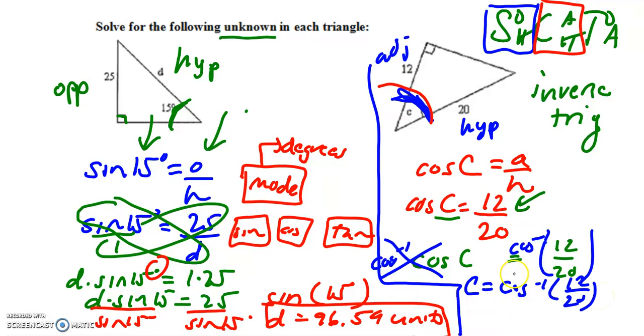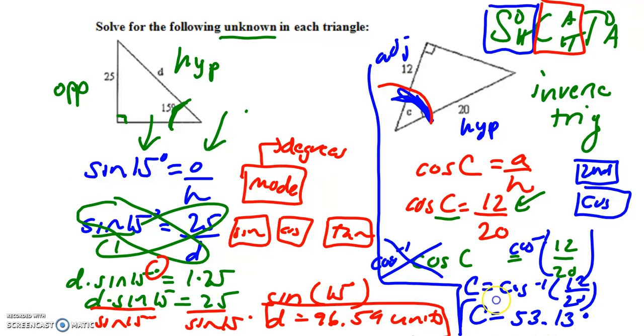Now in your calculator, to get inverse cosine to pop up, you would press second, and then you would press cosine. And once you have the inverse cosine coming up, you would type in 12 divided by 20 into your parentheses. And if you did that correctly, you would get that the unknown angle you're looking for is 53.13 degrees.